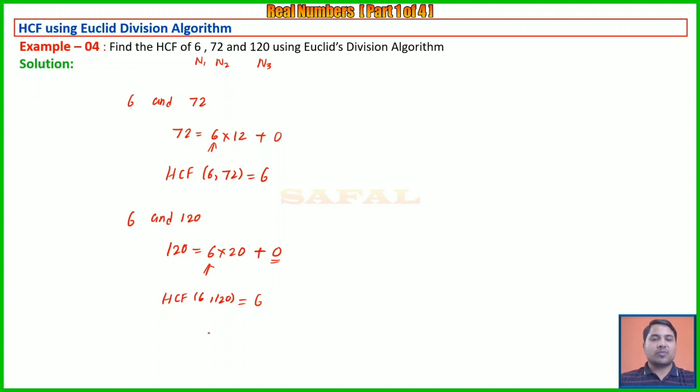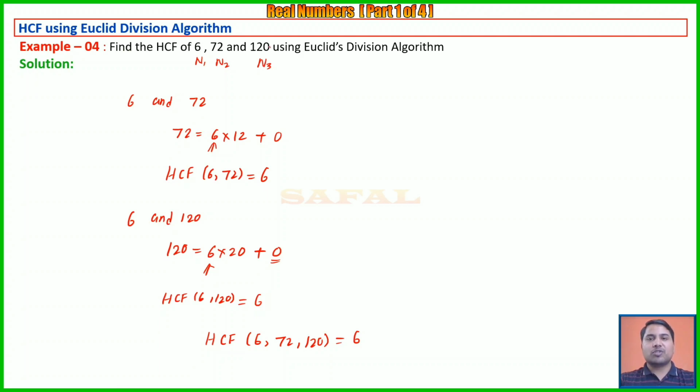So the three numbers will have HCF as what? 6. So the HCF of 6, 72 and 120 is 6. That means 6 is the largest number which divides 6, 72 and 120. So whenever three numbers are given, it's very simple.